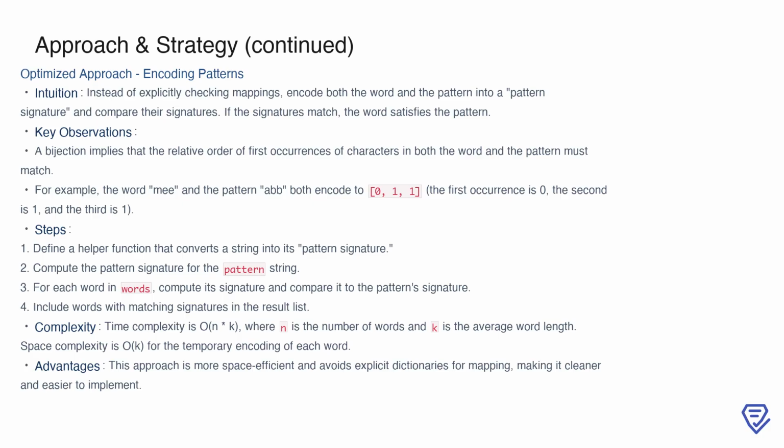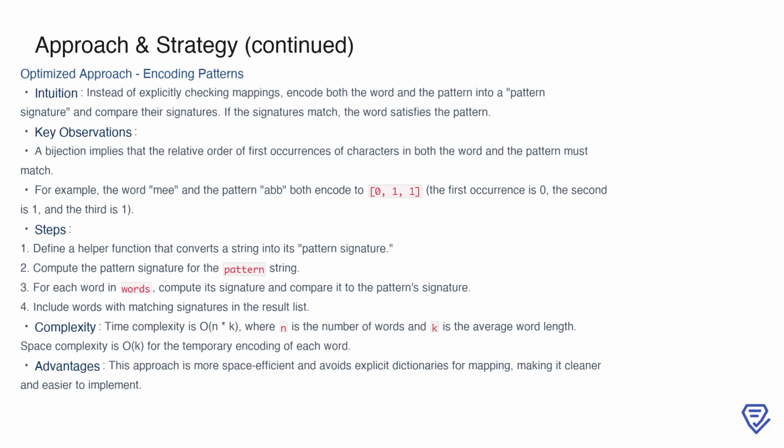The same encoding applies to the pattern AB, which also maps to 0, 1, 1. If the encodings match, it tells us that the word satisfies the pattern. To implement this, we define a helper function that generates the pattern signature for a given string. Then, we compute the signature of the pattern itself and compare it against the signature of each word in the list. If the signatures match, the word is added to the result list.